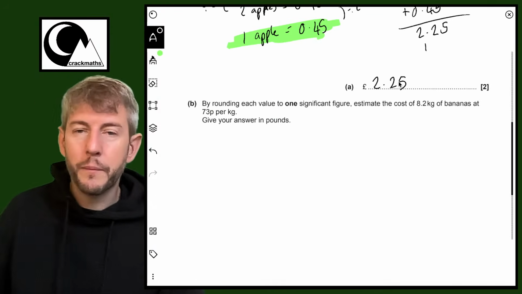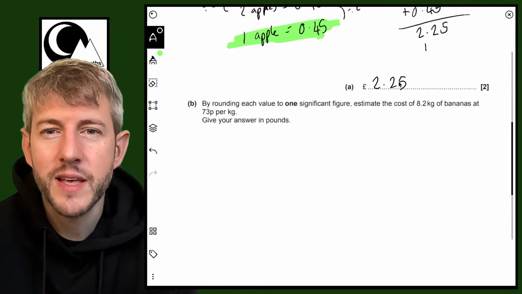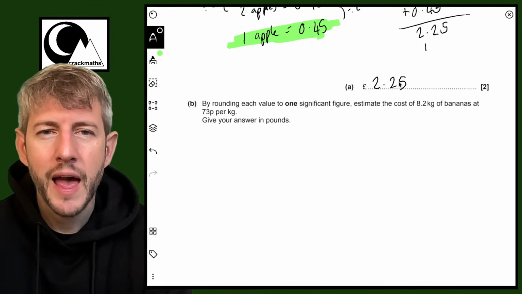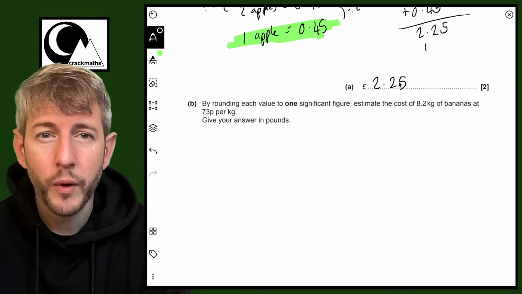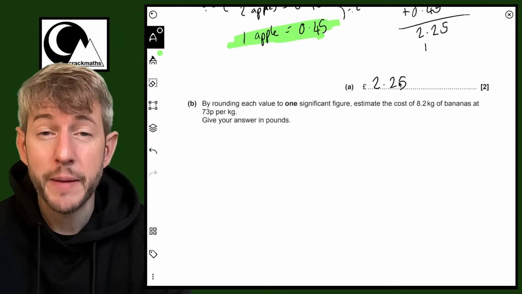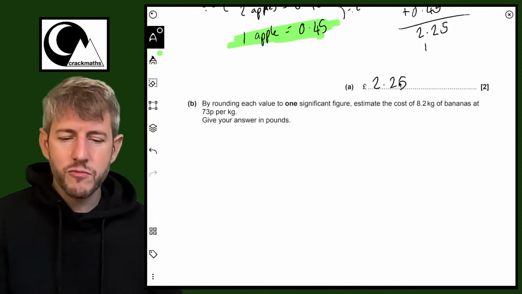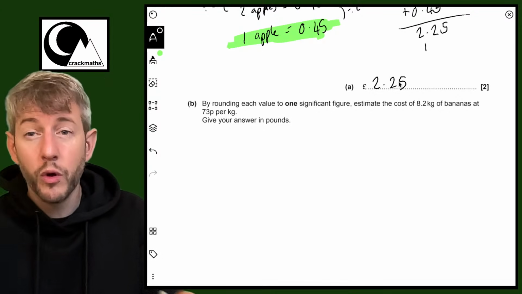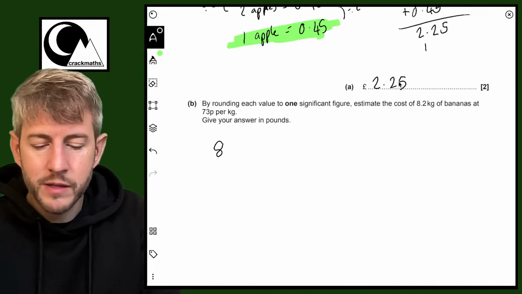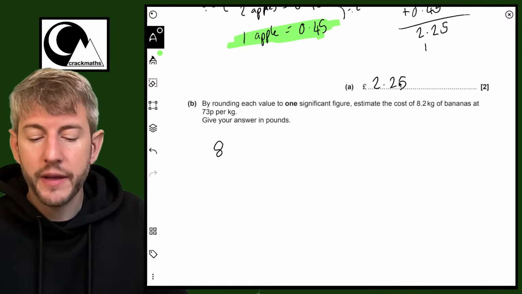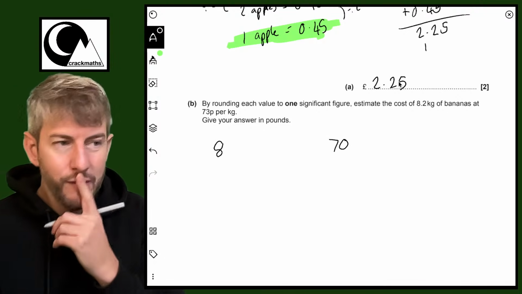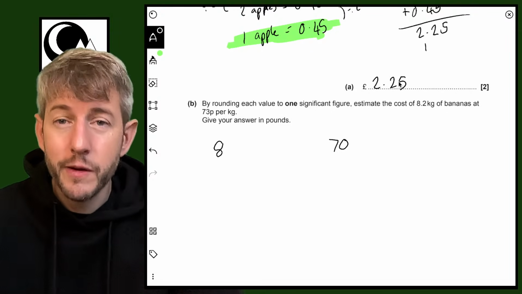Okay, right, let's have a look at the next bit. So we've got here part B, and part B says, by rounding each value to one significant figure, estimate the cost of 8.2 kilograms of bananas at 73p per kilogram. Okay, so we've got to round this. So 8.2 to one significant figure becomes 8, and 73p per kilogram becomes 70.